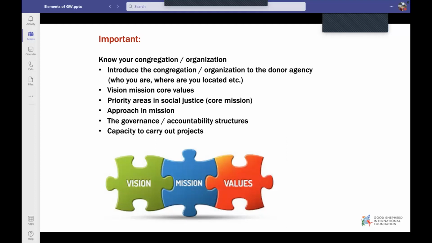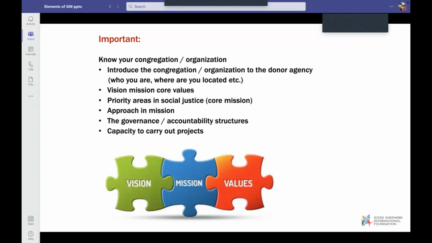And then your approach in mission. Most donor agencies today support the rights-based approach in carrying out the mission. So we need to be very clear when we are talking about the approach to mission. What is the approach of the project that you are conceptualizing? What is the approach that you're looking at? And today we will look at rights-based and theory of change as well.